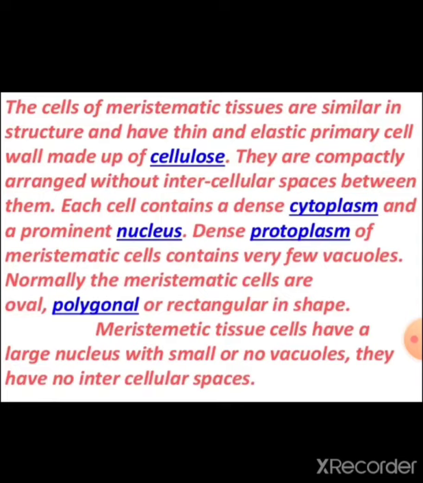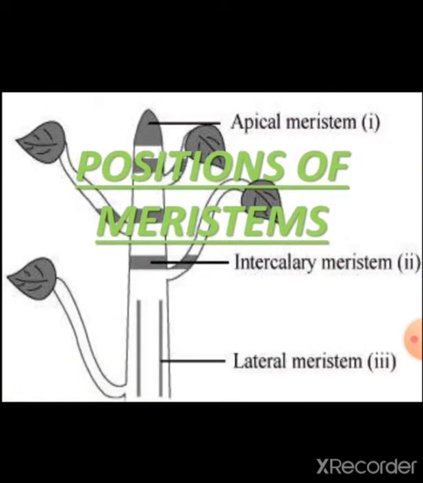Normally the meristematic cells are oval, polygonal or rectangular in shape. Meristematic tissue cells have a large nucleus with small or no vacuoles. They have no intercellular spaces. In this diagram, we see the positions of different types of meristems in a plant body: apical meristem, intercalary meristem, lateral meristem.